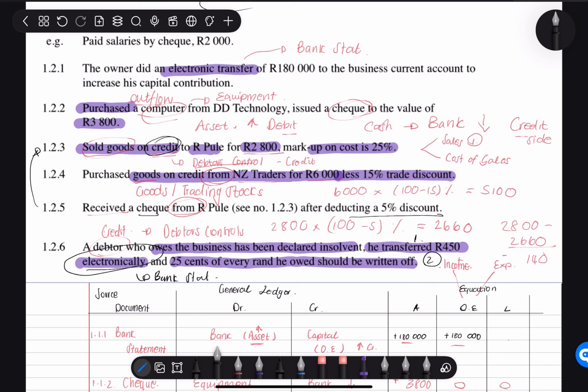Second part, 25 cents of every rand he owed should be written off. How do we get to every rand he owed? So he transferred, let's think about it. He transferred 450 electronically, and 25 cents of every rand he owed should be written off. So I'm putting it in my calculator. I'm saying 450 is what we have. We're going to say what we want is 25%.